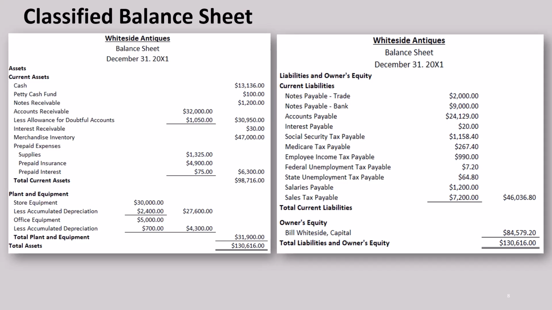And then the next section on the balance sheet is owner's equity of $84,579.20 for Whiteside Antiques, which combined with its liabilities equals $130,616.